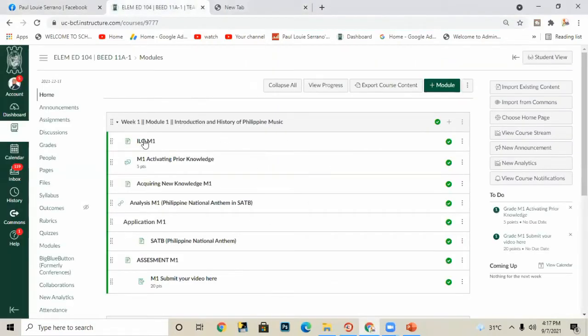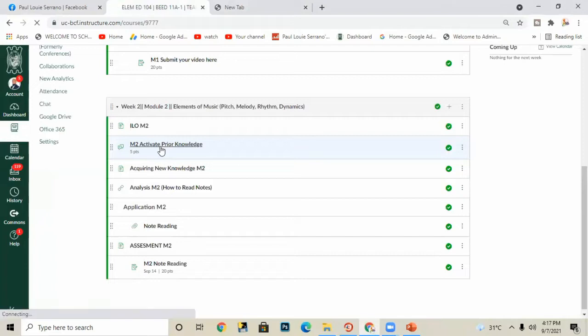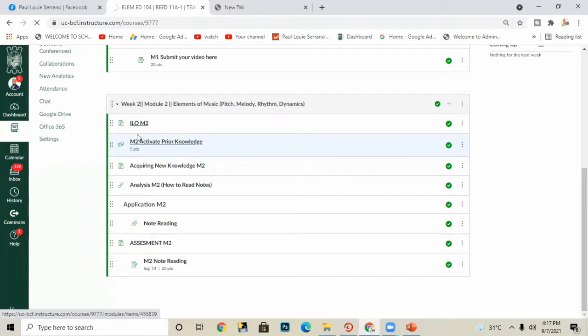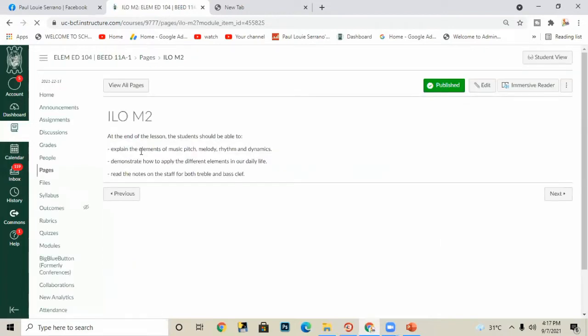All right, so let's go with our module 2. Wait. Can you see my screen, guys, sa Canvas? Bakit naglalak to? Ayaw magpakita. Internet connection is unstable. Oh my gulay.